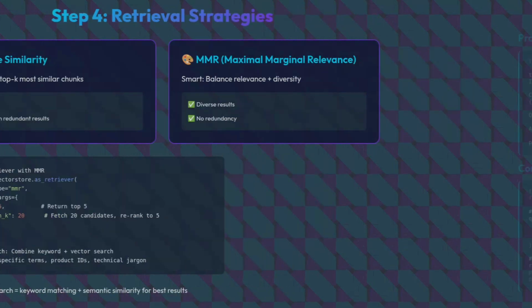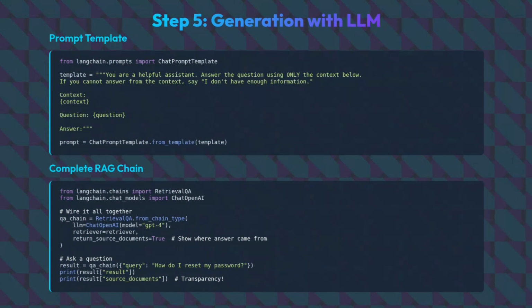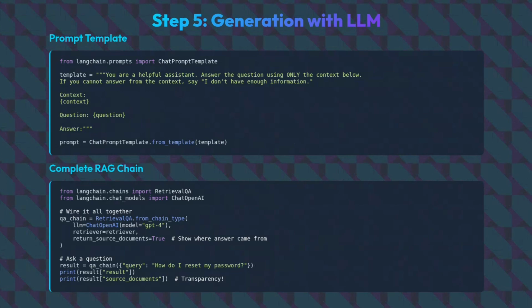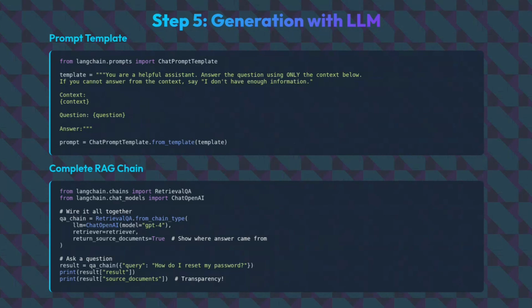Step 5, the final piece. We take the retrieved chunks, plug them into a prompt template, and send it to the LLM. Here's the prompt template we'll use. We have a system message that tells the model to only use the provided context, then we insert the retrieved chunks as context and the user's question. This grounding instruction is critical. It tells the model, don't make things up, use only what's in the context.